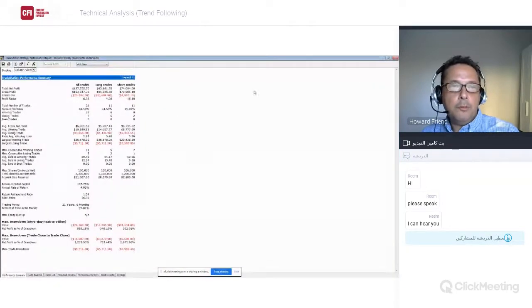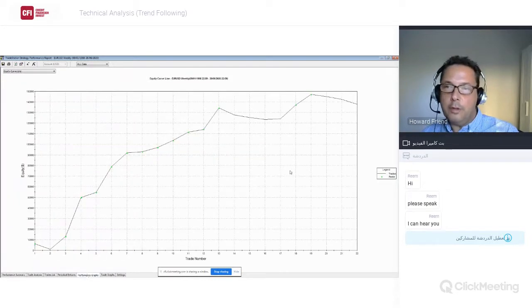For Eurodollar, we're talking about 1998 to 2020, with 15 winners and 6 losers, 68% profitable. So it has quite a good hit ratio on Eurodollar. The profit factor is a nice healthy 6.38, and the equity curve on Eurodollar basically follows the same format as we saw on the Deutschmark futures and on the dollar index futures.